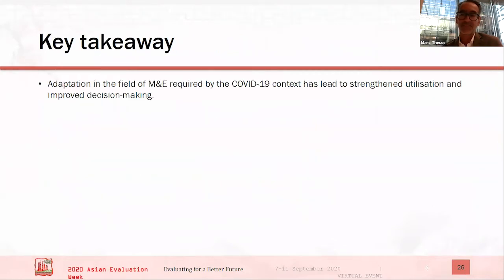Next slide, please. Just to conclude, the key takeaway for this session is that adaptation in the field of M&E, which is being required by the COVID-19 context, has led to a number of experiences across AKDN, 60 Decibels and the broader M&E arena. It has led to strengthened utilization through improved rapid feedback loops, which we feel has improved decision-making within specific situations. Looking forward to the panel discussion and the Q&A. Thank you very much.